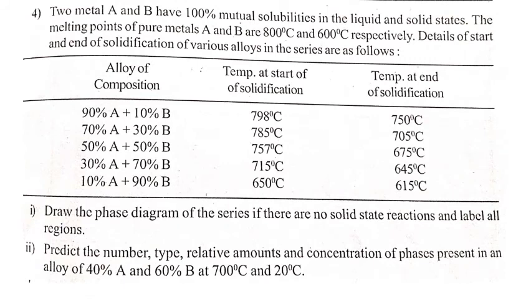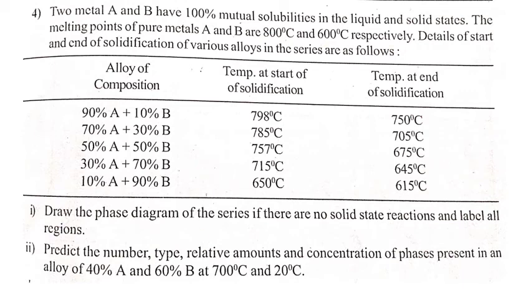Two metals A and B have 100% mutual solubility. Now remember, 100% mutual solubility means you are going to get a phase diagram which looks like an I, either this way or this way, depending upon the melting point. That you need to remember. Whenever they say it is 100% mutual solubility, the phase diagram comes like an I. Then they have given the melting point of A as 800 and B as 600.